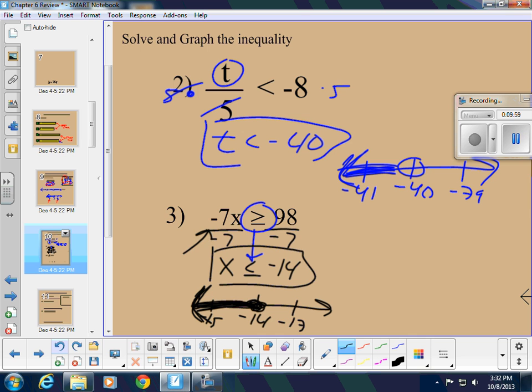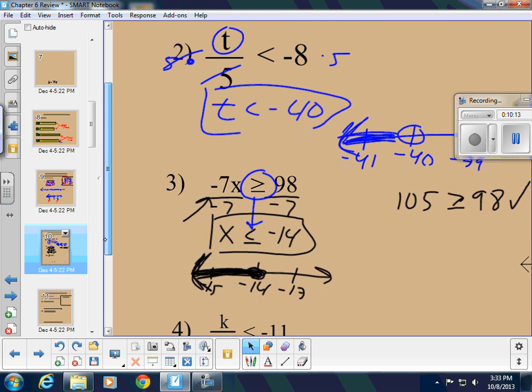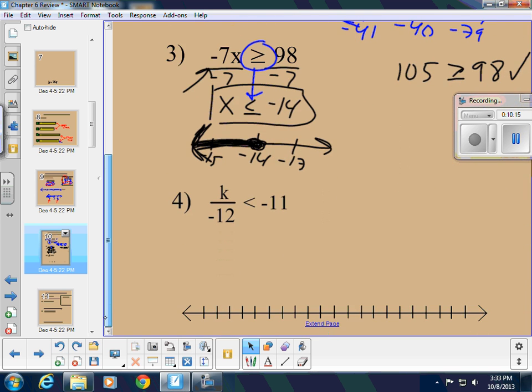Just showing that that works, -7 times negative 15 would give me a positive 105, which is greater than 98. So that does check out. Those are the type of answers that I want. So whenever, again, just a general rule of thumb, whenever I multiply or divide by a negative number on both sides, I gotta switch the inequality around.